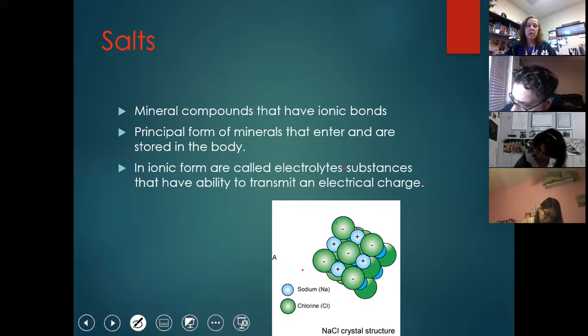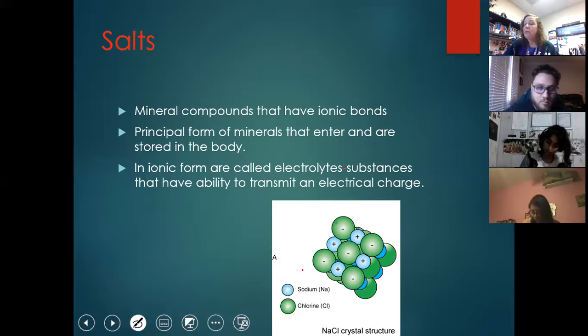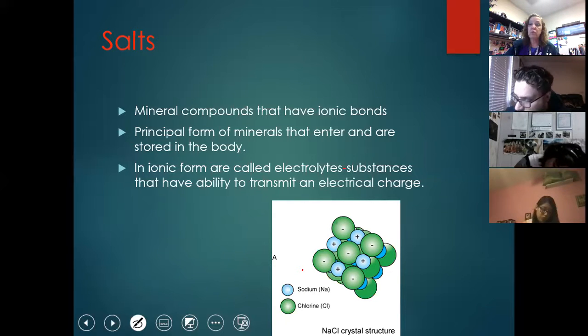And so salts are really just going to be the principal mineral and stored throughout the body. Our body stores a lot of these salts in order to repurpose them.